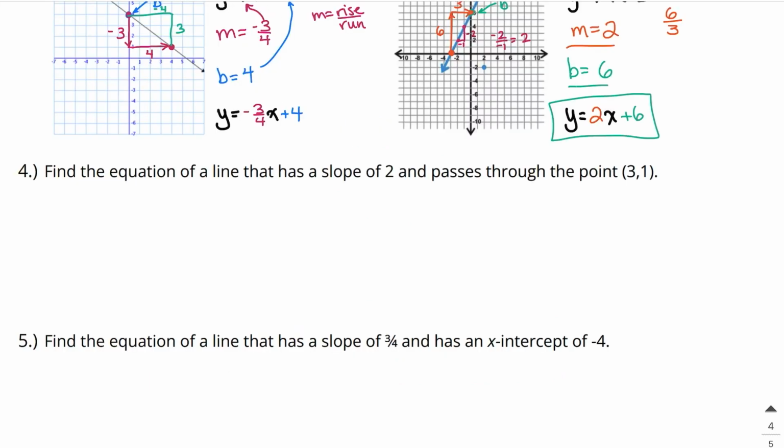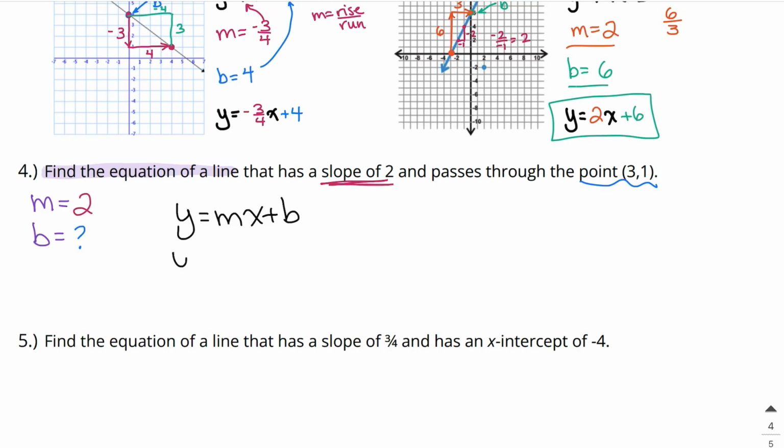All right, in the next question right here, it says find the equation of a line. So before I do anything else, I see the words find the equation of a line, and that automatically tells me that I'm going to go straight to finding the m and finding the b. So I need to figure out what m and b are. Find the equation of a line that has a slope of 2. So if I have a slope of 2, this tells me that my m is going to be 2. And then it says that it passes through the point (3, 1). So this time I don't know what the b is, so I have to figure out what the b is. I'm going to use the equation y equals mx plus b to help me out.